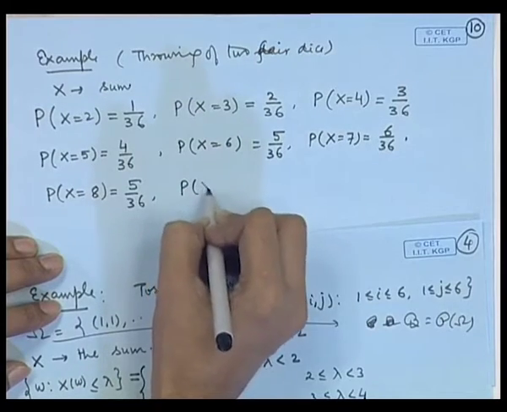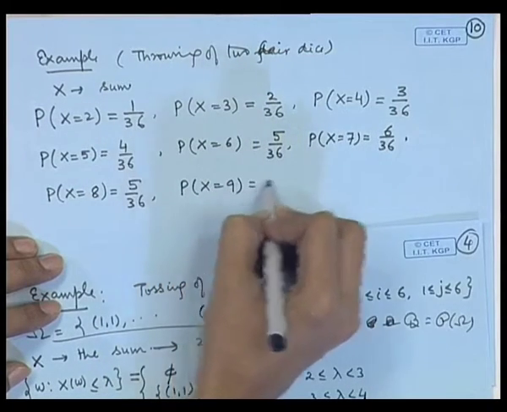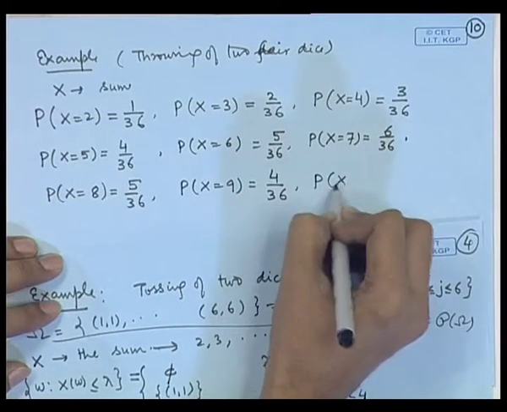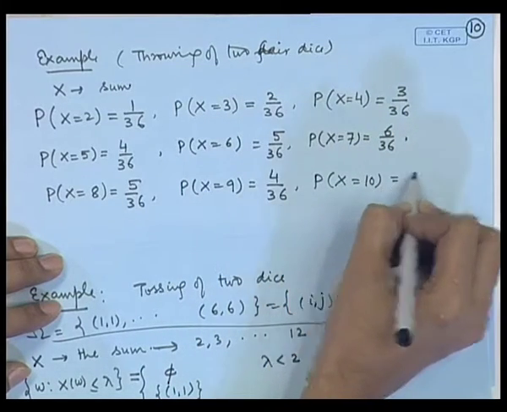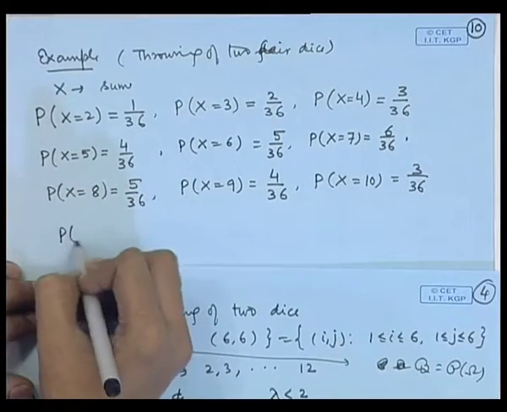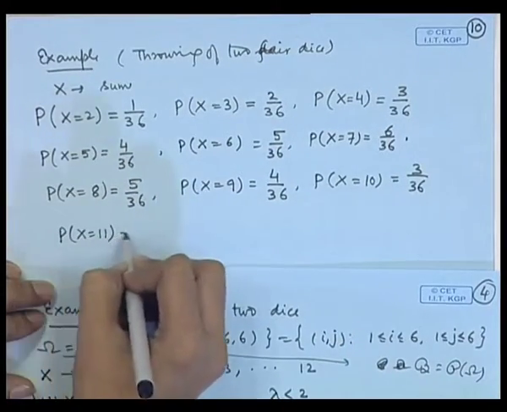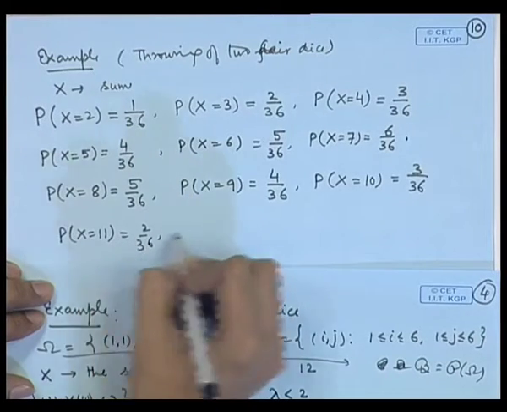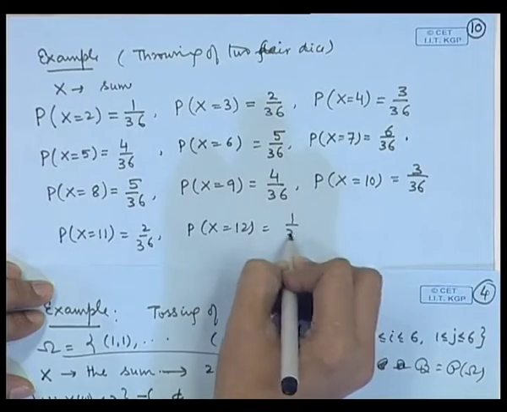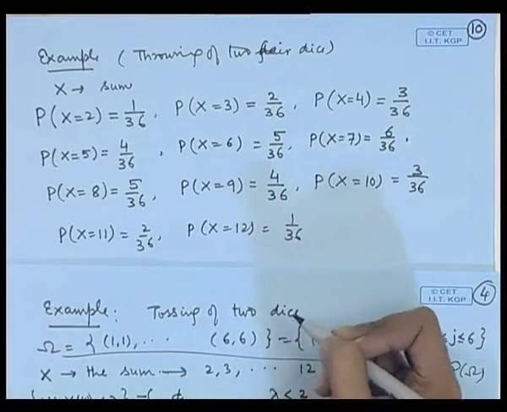Probability X equal to 9 will have 4 favorable outcomes. So, the probability will become 4 by 36. Probability X equal to 10 will be 3 by 36. Probability X equal to 11 will be 2 by 36 and probability X equal to 12 will be equal to 1 by 36, corresponding to only the outcome 6 6.